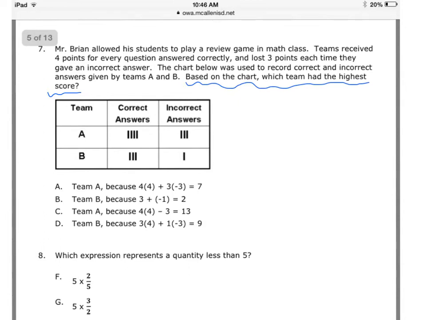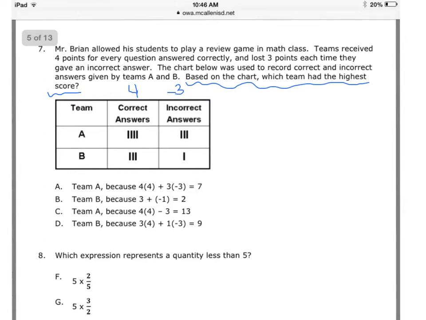Mr. Brian allowed his students to play a review game in math class. Teams received 4 points for every question they answered correctly and lost 3 points each time they gave an incorrect answer. The chart below was used to record correct and incorrect answers given by teams A and B. Based on the chart, which team had the highest score?